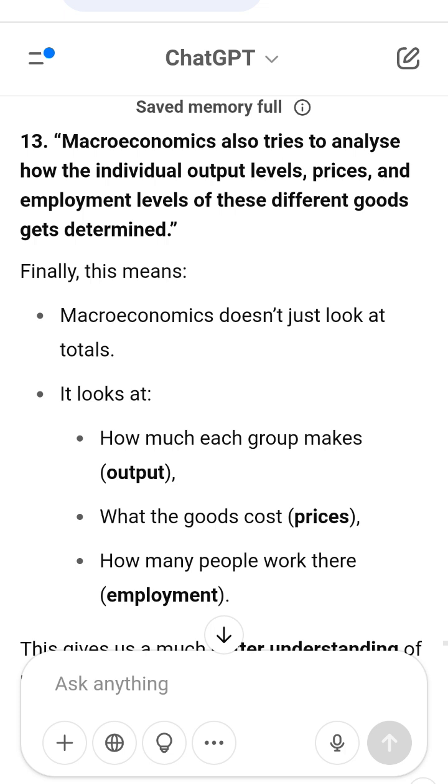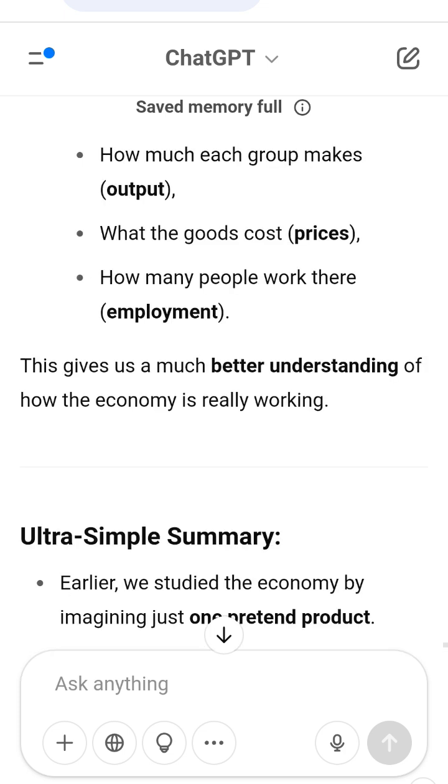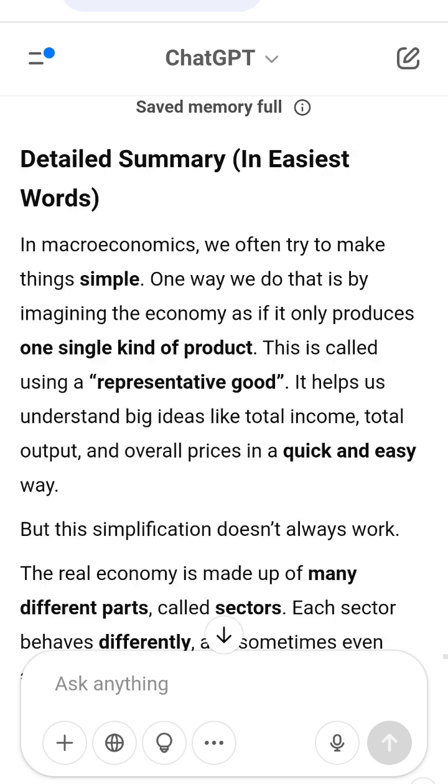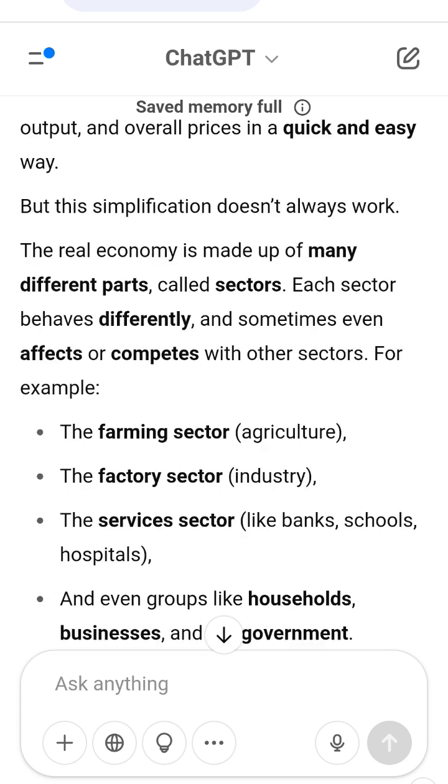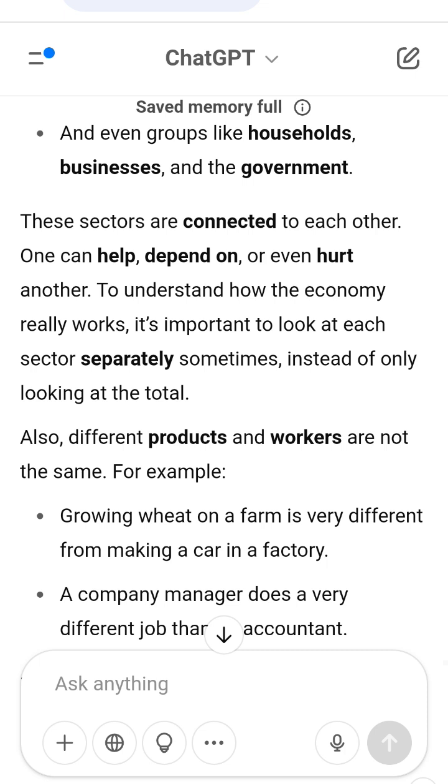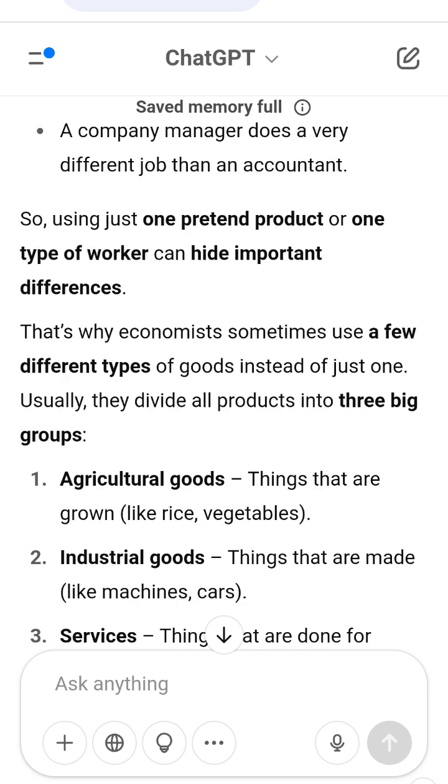Each of these groups has different ways of producing things, technology, different costs and prices, different effects on jobs and income. So macroeconomics also tries to understand how much each group produces (output), how their prices change (inflation or deflation), and how many people they employ (employment, unemployment). This helps economists see the economy in a clearer, deeper, and more realistic way.